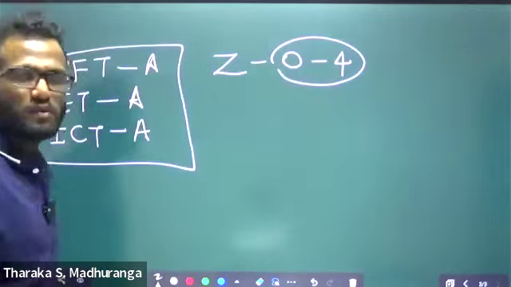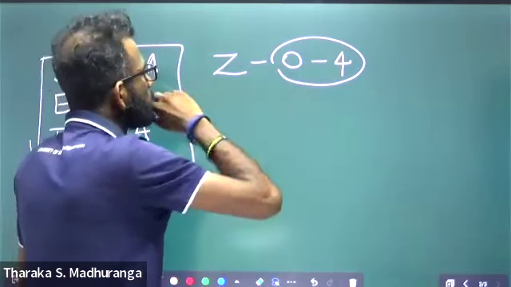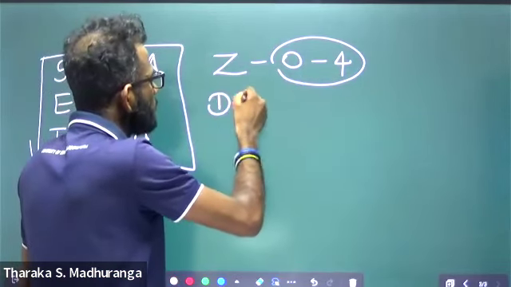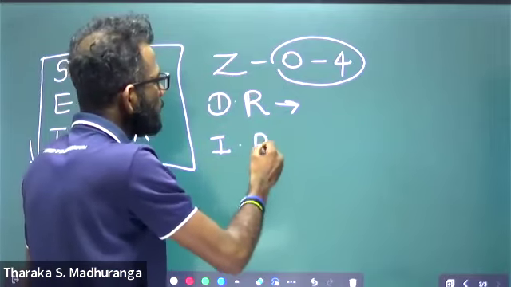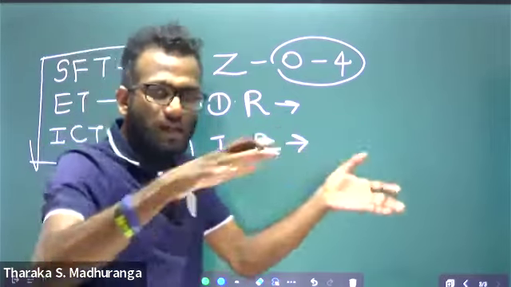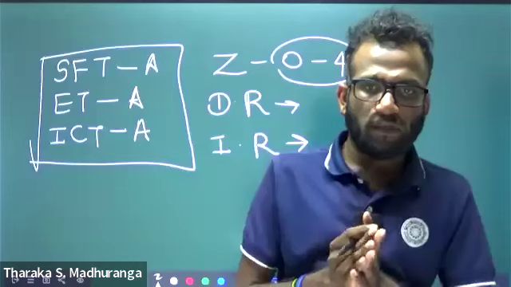Z value is a value between 0 and 4. After that, it also contains the district rank. In your district, what is your rank? And it also contains an island rank. In your whole island, what is your rank? Okay, that's the A level result sheet.